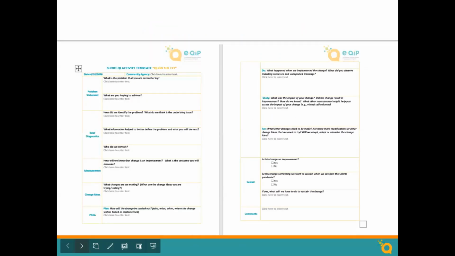And so here's the QIOnTheFly template. Just wanted to relate the model for improvement to that template in another way. So when we talk about what are we trying to accomplish, it directly relates to our conversation in the QIOnTheFly template around our problem statement, and the understanding of our problem statement and the beginnings of our diagnostic process.